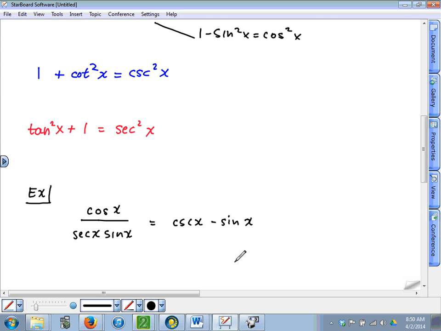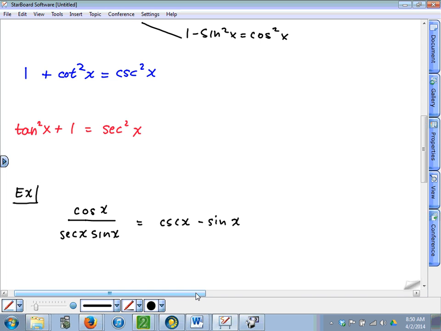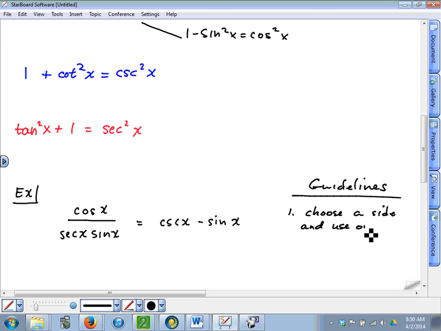We can either go from left to right or from right to left. It doesn't matter. Now, the one important thing is, and you guys need to understand, there are certain guidelines and big no-nos. First guideline is you choose a side and you work only with that side. It doesn't matter if it's the right or left, but you choose a side. Here's guidelines. Choose a side and use only that side.